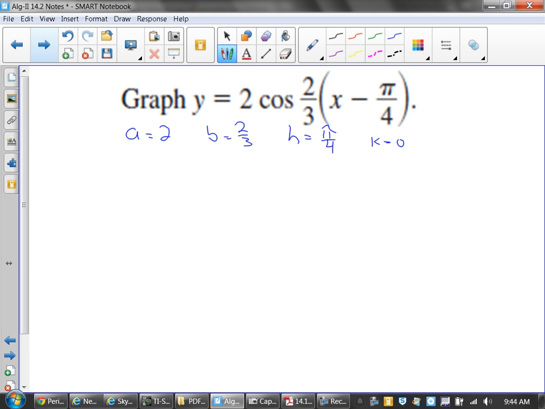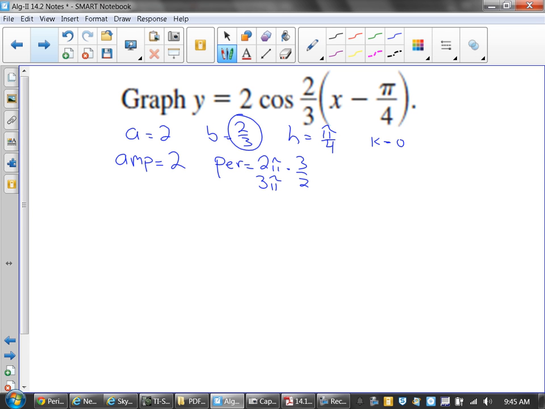Amplitude? Period. Remember, your period, when you have a fractional b, take 2 pi times 3 over 2, and what do you get? 3 pi. Are we okay with that? Remember, what we're doing here, since instead of dividing out by 2/3, I'm just multiplying by that reciprocal right off the bat. Whenever I have that fractional b value, just a little bit cleaner. You all right with that?